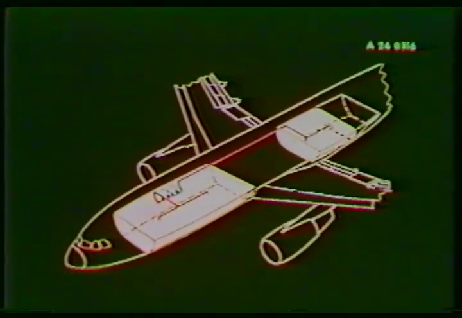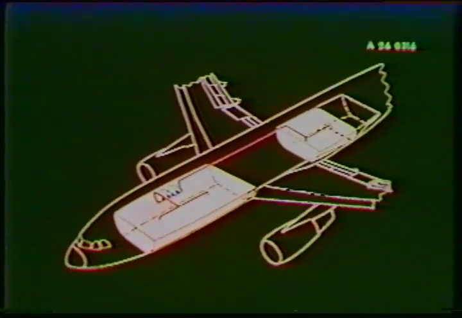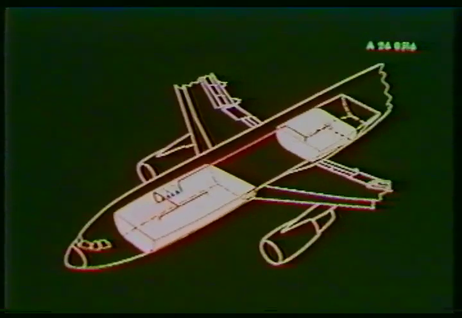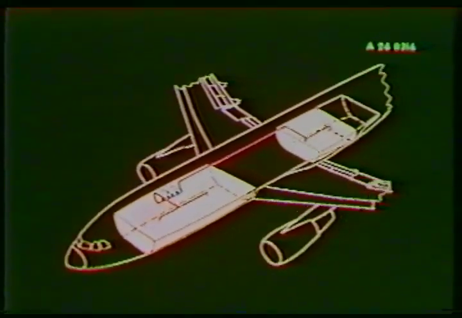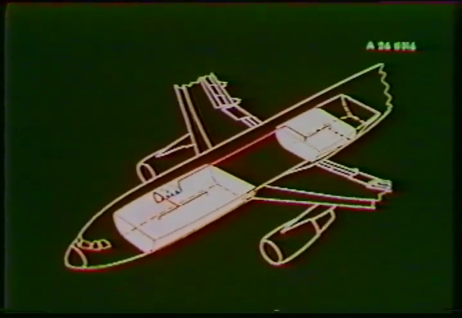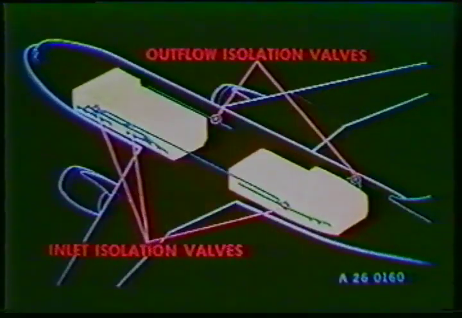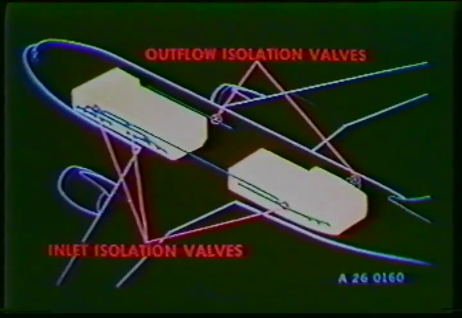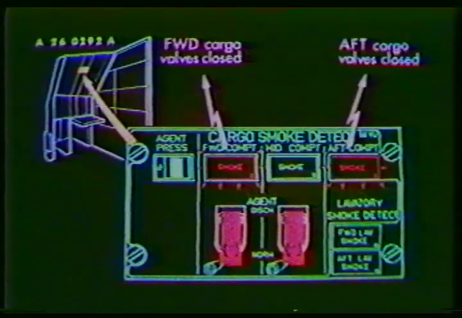Fixed devices for extinguishing fire are provided in the cargo compartments. Two bottles are installed in the forward cargo compartment and may be discharged to either cargo compartment. An aft cargo smoke warning will cause an automatic closure of the respective isolation valves. The airflow being suppressed, the fire may burn itself out.